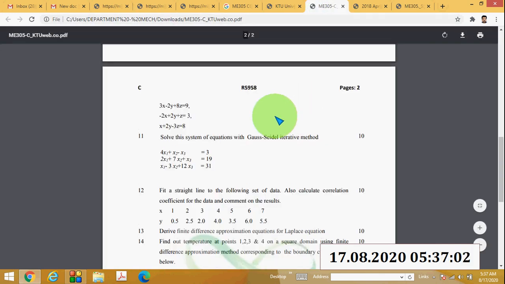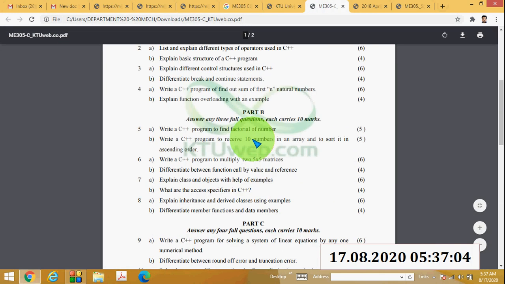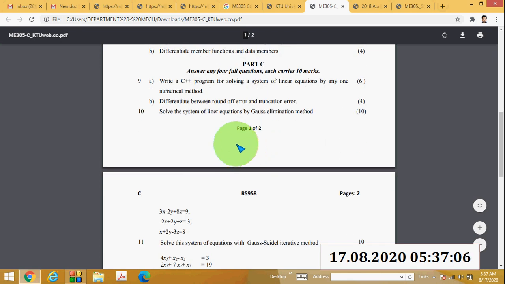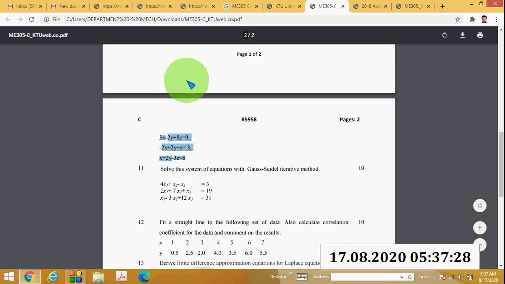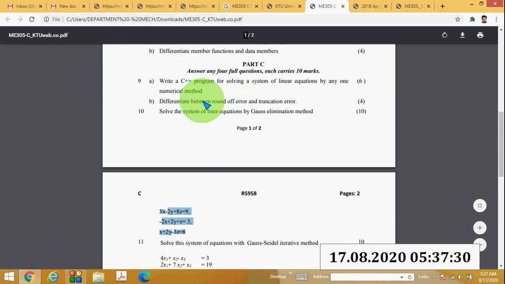Then I will move to the university question paper. Question number 10, a 10-mark question: solve the system of linear equations by the Gauss elimination method. 3x minus 2y plus 8z is equal to 9, minus 2x plus 2y plus z is equal to 3, x plus 2y minus 3z is equal to 8. First complete the problems I have explained in your notebook, then solve this.